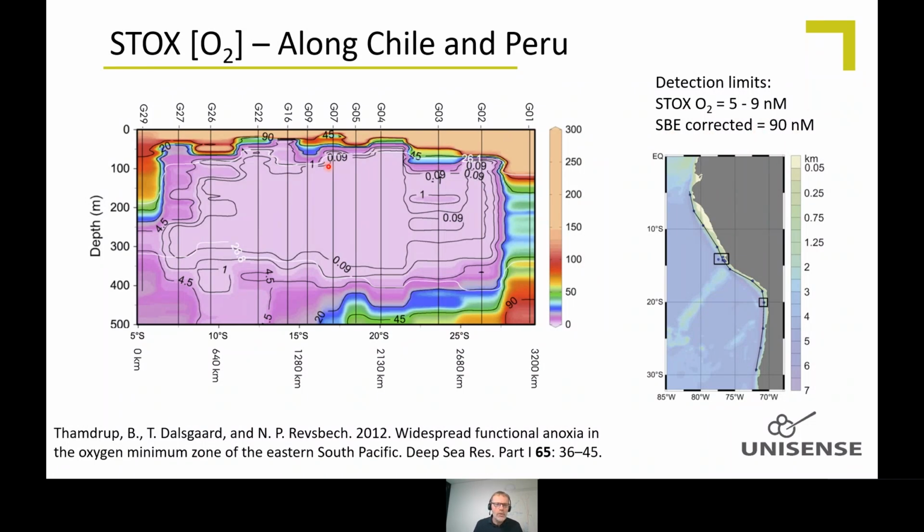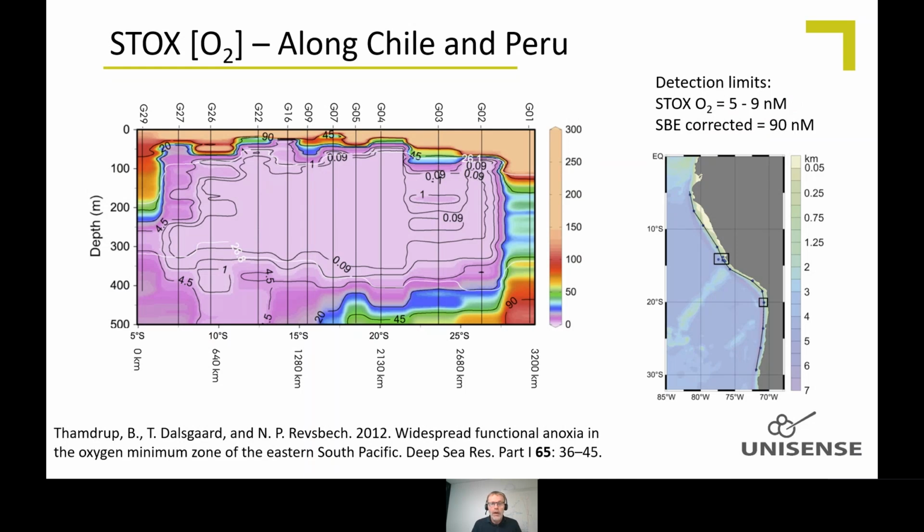And you can see this area in the center shows the part that has oxygen lower than 90 nanomolar, and this is on the whole transect all the way here. This part is about 1600 kilometers, and it's about 200 to 300 meters thick. We had, as I showed, STOX sensors on some stations, and there we couldn't see any oxygen, so that was below 5 to 9, so that may also be the case in the rest of this oxygen.